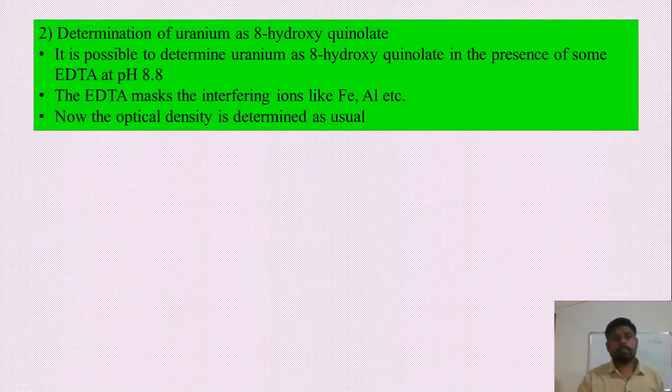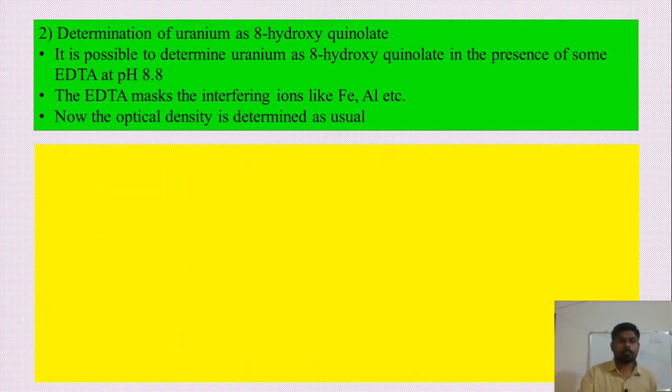Now the optical density is determined as usual with the help of a UV visible spectrophotometer. You can measure the absorbance. Optical density is an old word. Nowadays it is called absorbance, measured with the help of UV visible spectrophotometers.